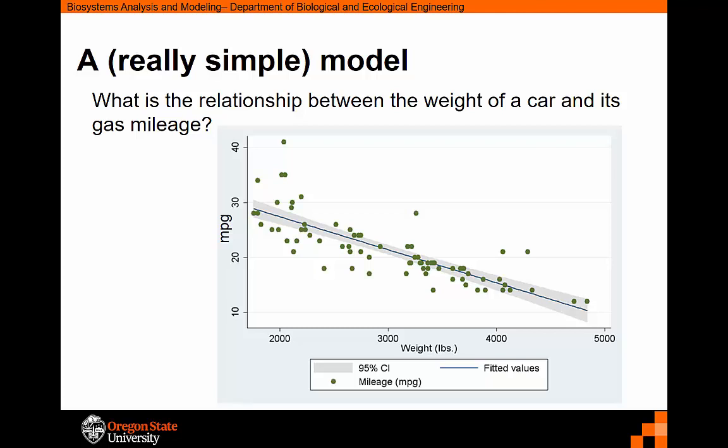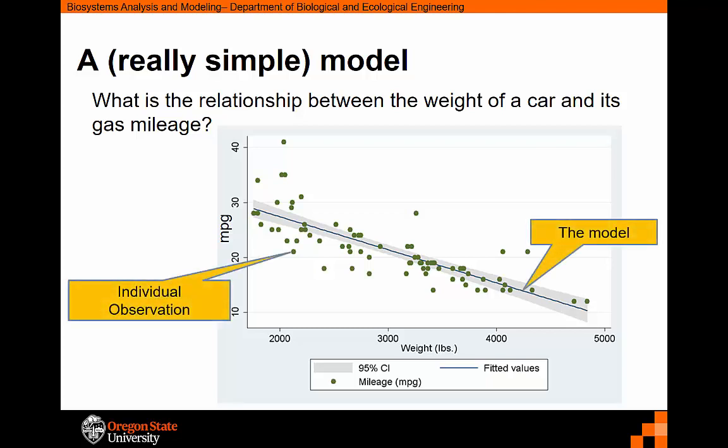Visually inspecting this plot suggests that there is a relationship between these two variables. As vehicle weight increases, miles per gallon tends to decrease. This isn't necessarily true in every case, but there does seem to be a general trend between these two variables. That general trend is captured by the blue line on the chart.